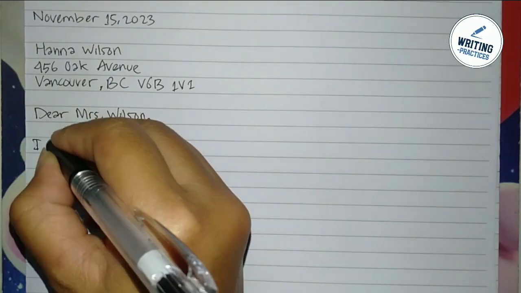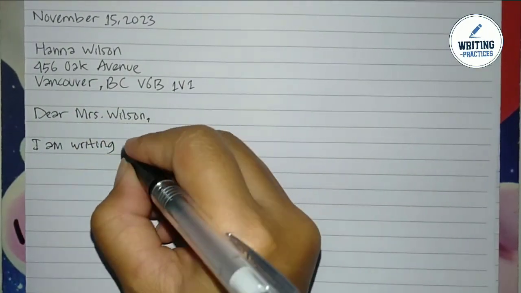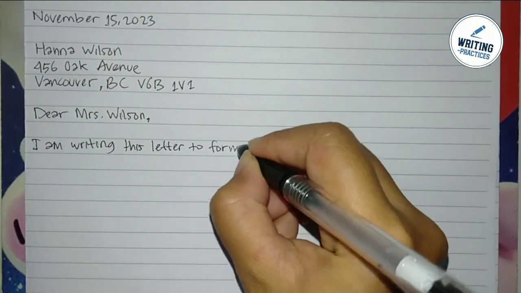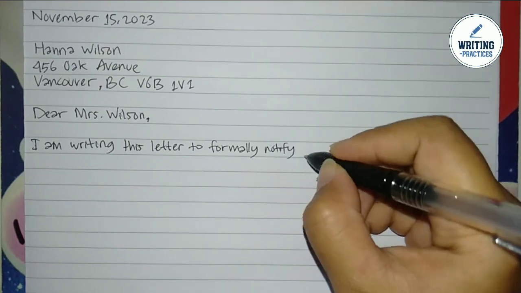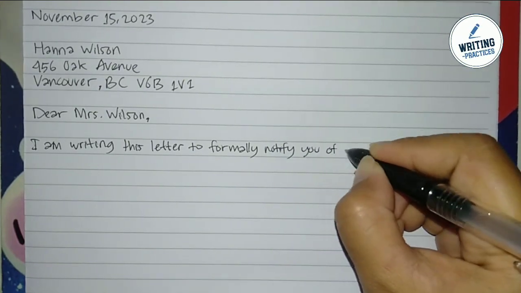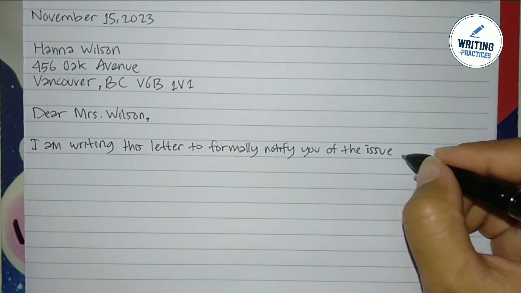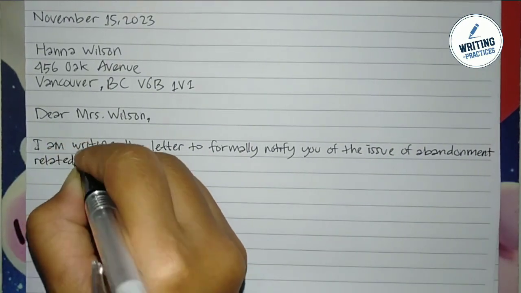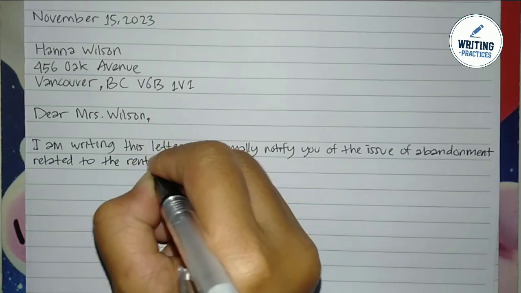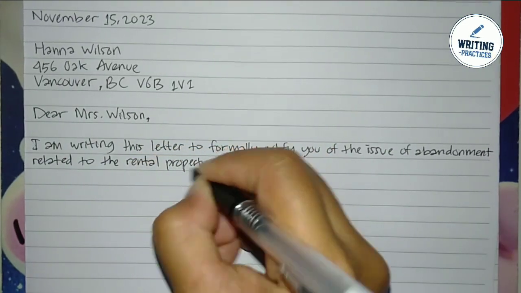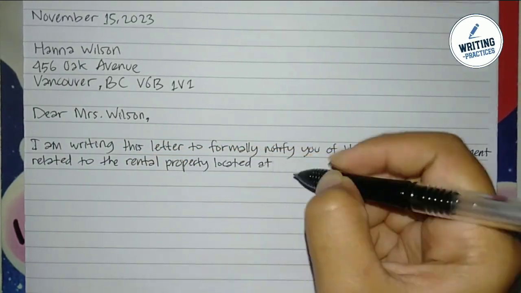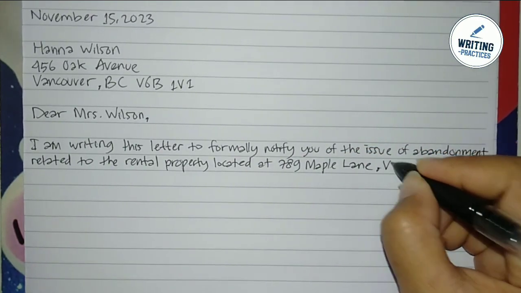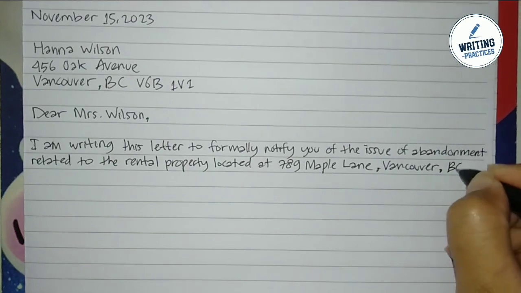In the first paragraph, clearly state the purpose of the letter. Yes, your goal is to notify the recipient of abandonment. And when you do it, give details on which property you are talking about. You need to write the full address. For example: I am writing this letter to formally notify you of the issue of abandonment related to the rental property located at 789 Maple Lane, Vancouver, BC V6B 1V1.